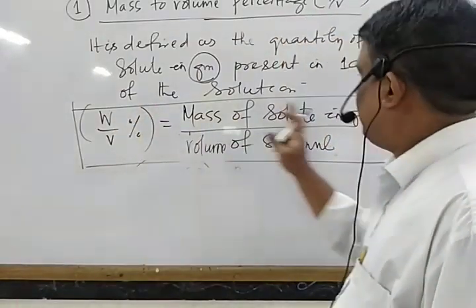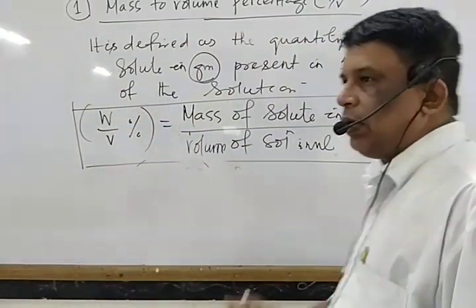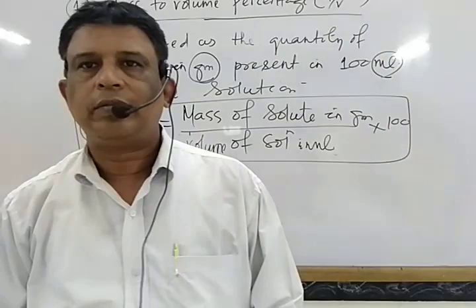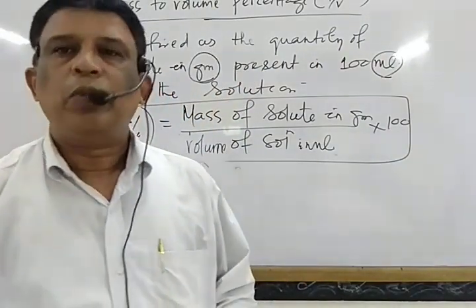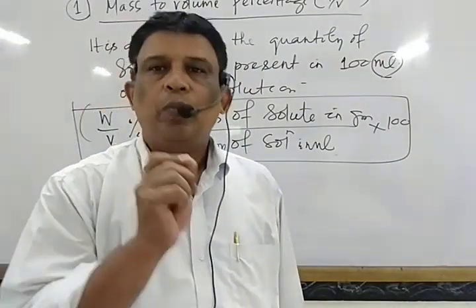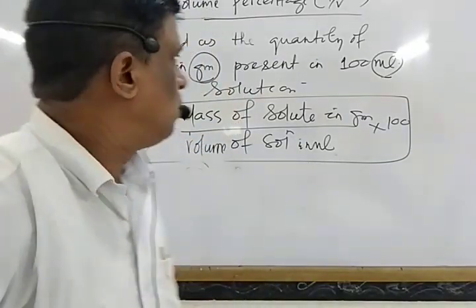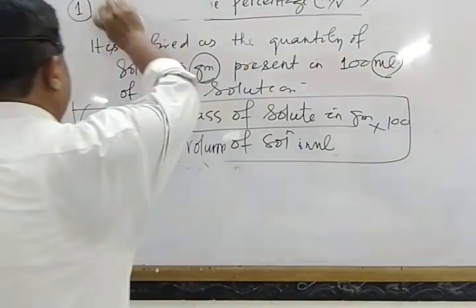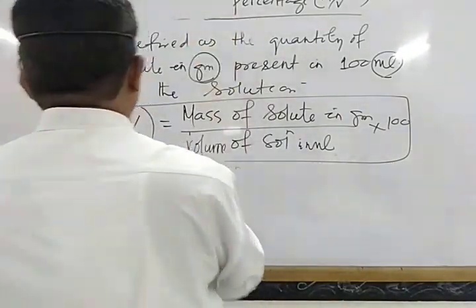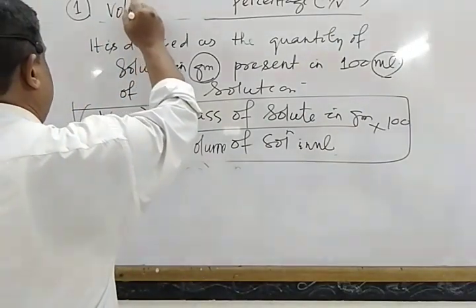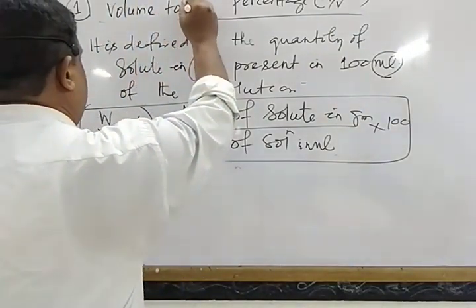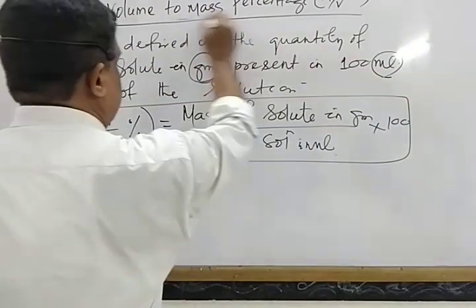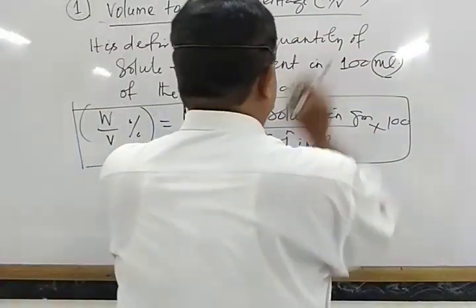It is a mass represented in gram, it is a volume represented in ml. It is the second one. Move to the third one, that is volume mass relations. Mark that third one, volume to mass percentage. What do we mean by volume to mass percentage?